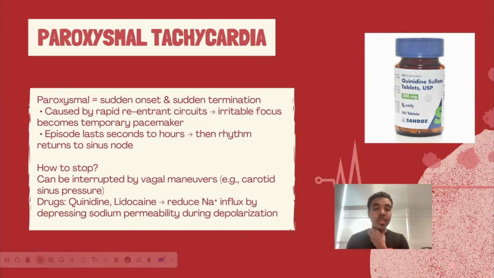Sometimes we can stop it by increasing vagal tone, like pressing on the carotid sinus, which slows down AV node conduction and can break the re-entry circuit. We're going to talk about what re-entry circuits are in a bit. There are also antiarrhythmic drugs which work by blocking the sodium channels. Normally during depolarization, sodium permeability rapidly increases. These drugs blunt that. They slow down conduction in the irritable focus, and by reducing excitability, they help stop the rapid firing that sustains paroxysmal tachycardia.